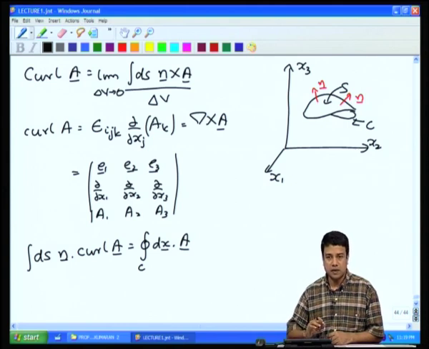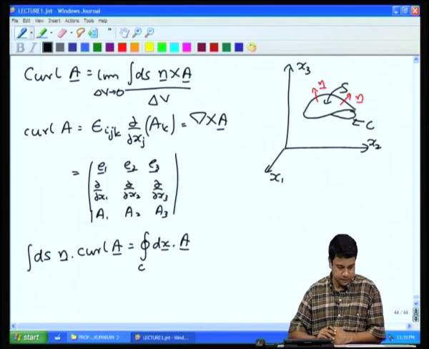Integral over the perimeter is the same for all surfaces that are bound by the same perimeter. Okay. So, you can have different surfaces which have exactly the same perimeter. This integral is the same for all of those surfaces. And for a closed surface, it has no perimeter. So, the integral of n dot curl A has to be equal to 0 over a closed surface.